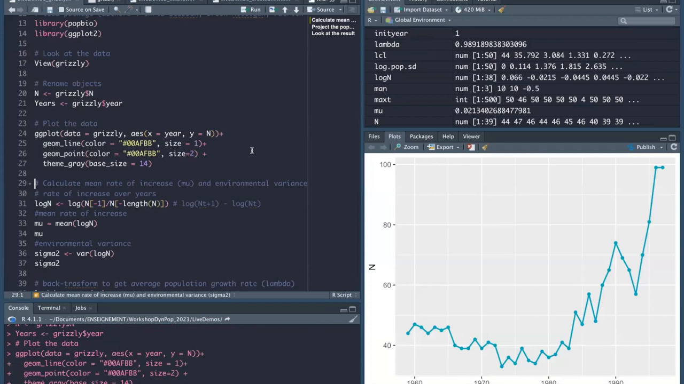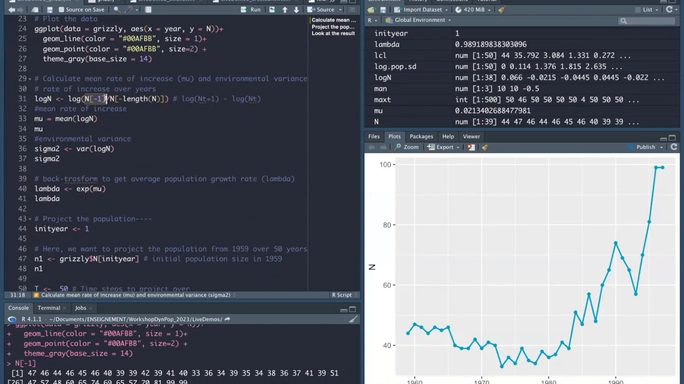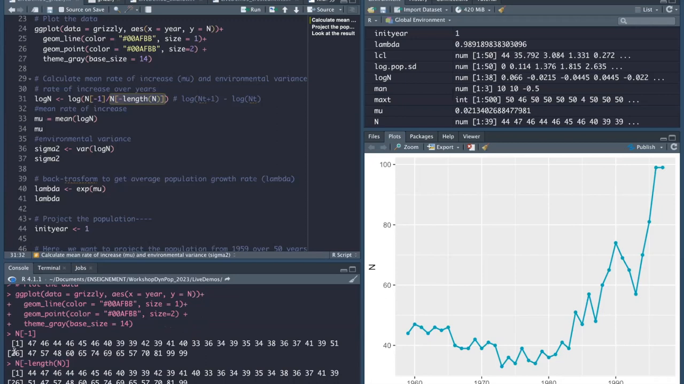Okay, so here we calculate the log ratio of population size. That's going to be N(t+1), because we don't include the first year of data, and we divide it by N(t), because we remove the last year of data. So for example, for the first one, we divide N2 by N1. Here we're going to divide N3 by N2, etc. So it's giving us log of population size at time t+1 minus log population size at time t. Okay, so a rate of increase at each time step.